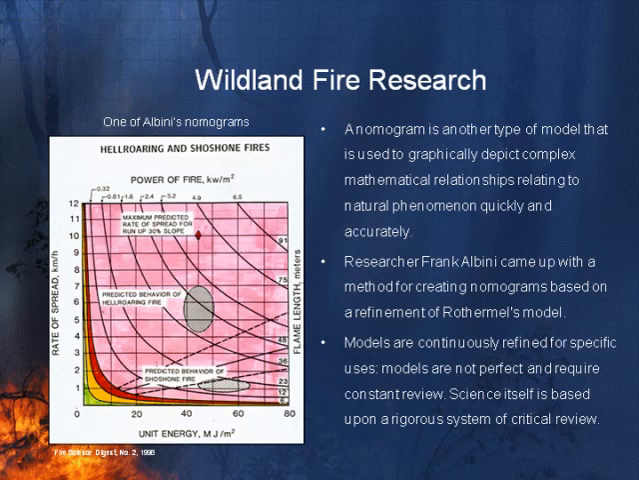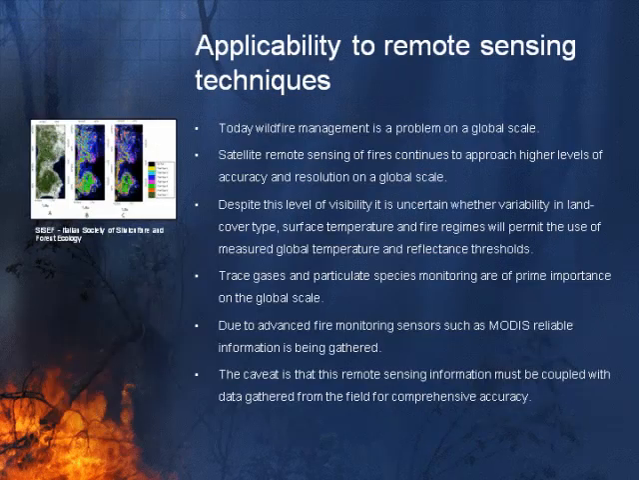Okay, the models are continuously refined for specific use. Models aren't perfect. I read a paper written by some researchers in Greece that found that Rothermel's equations didn't quite work for them. Different conditions. Greece is a bunch of limestone that's been carved up. You know, there's not this dense underbrush like there is out west. It's a completely different area, so it didn't work for them. That's the way it is. It's natural science. It's never perfect. Science itself is based on a rigorous system of critical review. So, part of it.